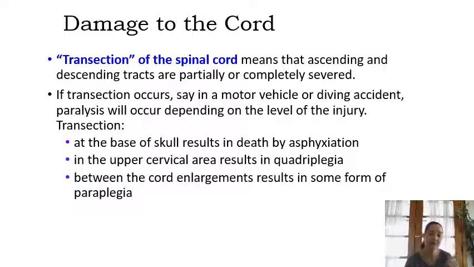Depending on where we transect the spinal cord, you'll have different results. If you transect the spinal cord way at the base of the skull, way up here towards the bottom of your head, then that's going to result in death by asphyxiation because you just won't be able to get the messages to your lungs and your heart to continue to breathe and to oxygenate the blood. If we transect it in the cervical area, that's going to result in quadriplegia, so full-on paralysis. If we transect the cord a little bit further down, then you can get paraplegia, or paralysis of just the lower half of the body. So it just depends on where the transection happens.